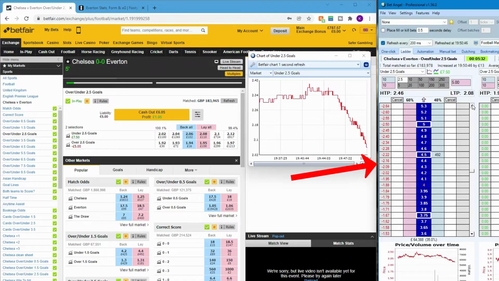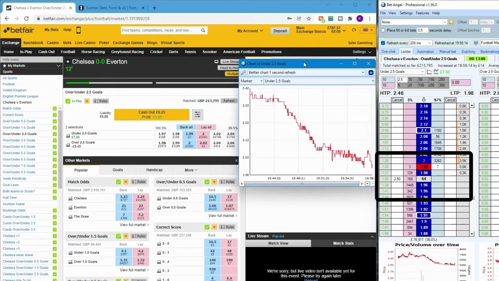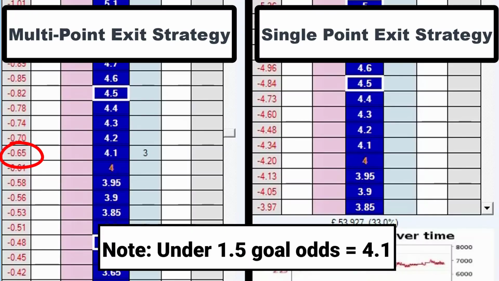In the single point exit strategy at this stage, our potential loss in the event of a goal will be up at 47%. The third £2.50 increment gets matched at odds of 1.97. The potential loss, if a goal was to be scored, drops down to a mere 6.5% compared to 43% with a single point exit strategy.